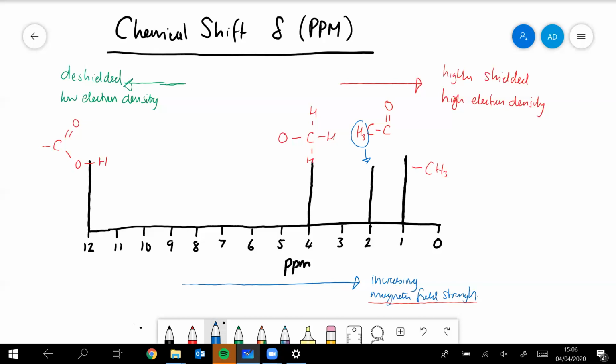In the exam, you get your periodic table and a data sheet, and it's got the ppm of lots of different protons. But these are the ones I'd really remember. When it's not near anything, it's about 1. When it's next door to a carbonyl, it's 2. When it's next door to an oxygen, it's about 4.